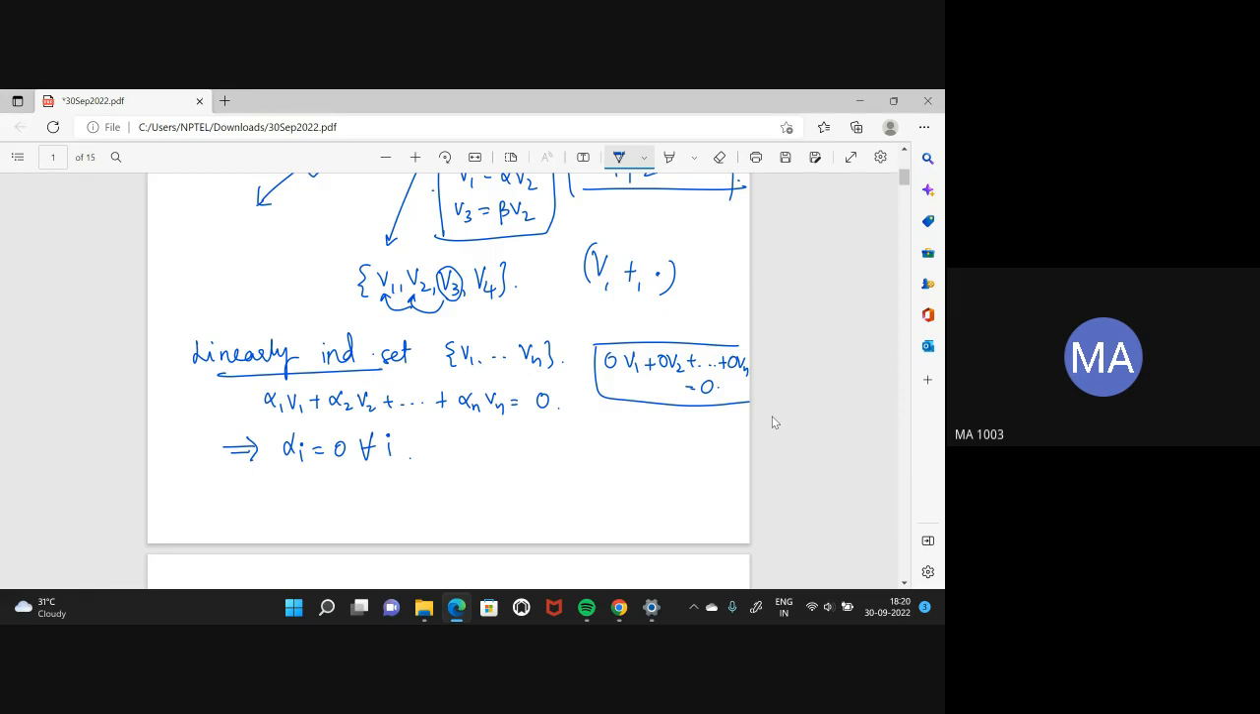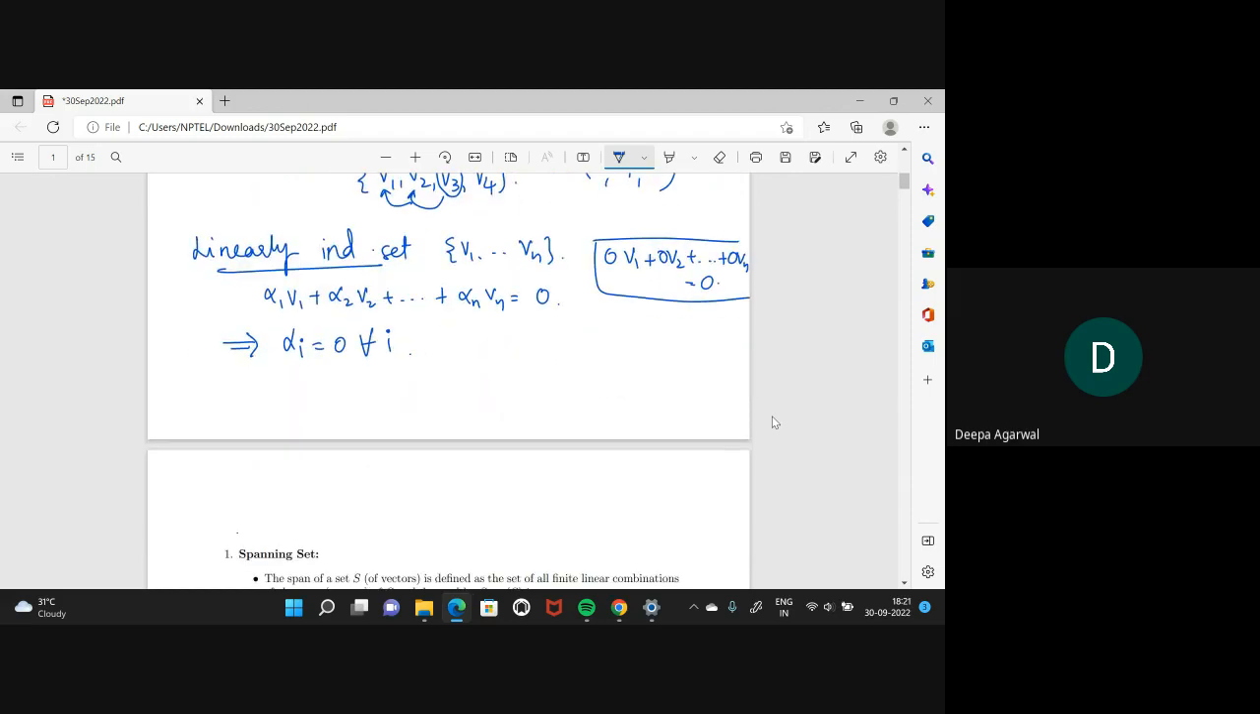And if we have 2 vectors in R2 or 3 vectors in R3, how will we check independence? You create a matrix with the vectors as columns, and then find the determinant of the matrix. If the determinant is non-zero, then it is a linearly independent set. So all this we had discussed earlier.